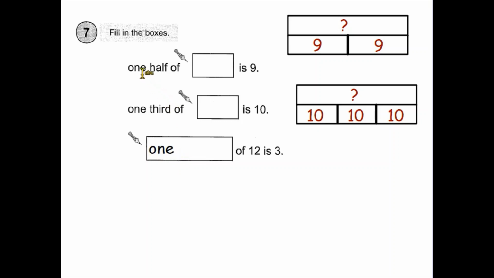So here it's written 1/2 of something, 1/3 of something, but this time you need to say what the fraction is. Something of 12 is 3. So one fraction, which we'll work out, of 12 is 3. So basically you need to think of 12, and if it was divided up and we ended up with 3, what has it been divided by?